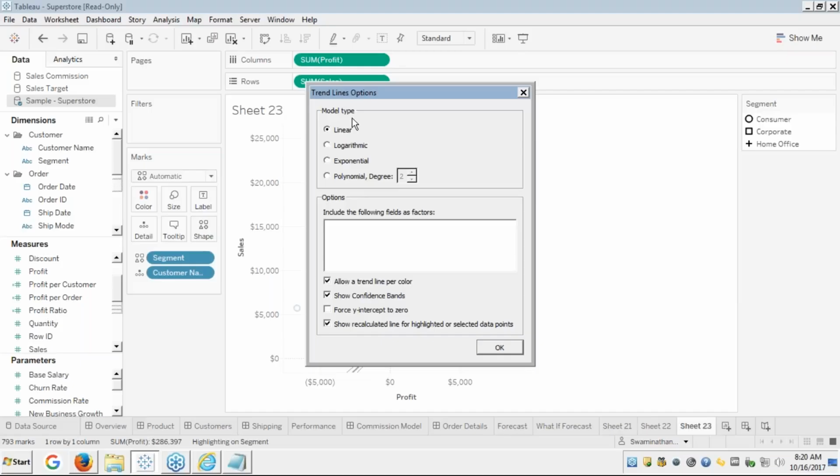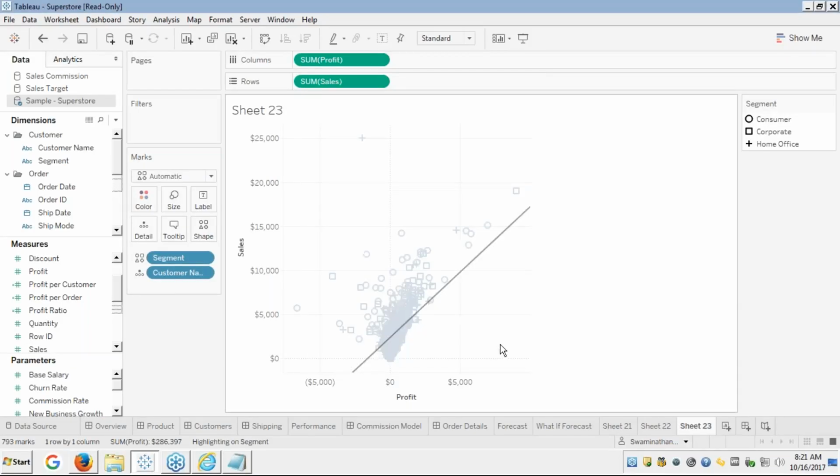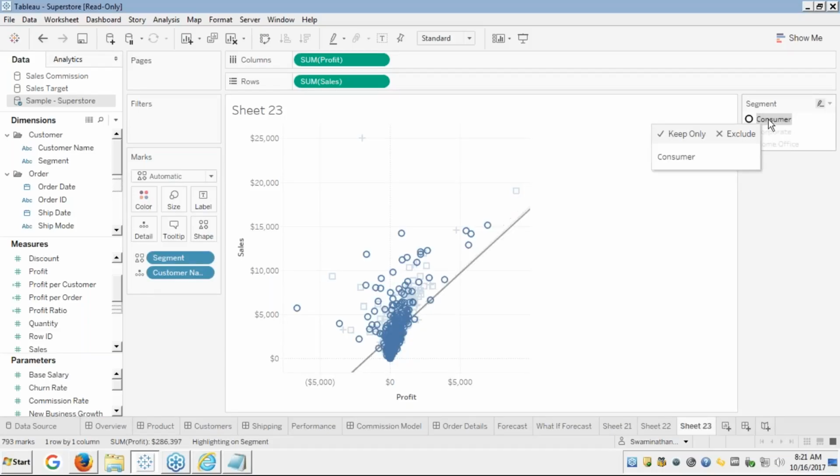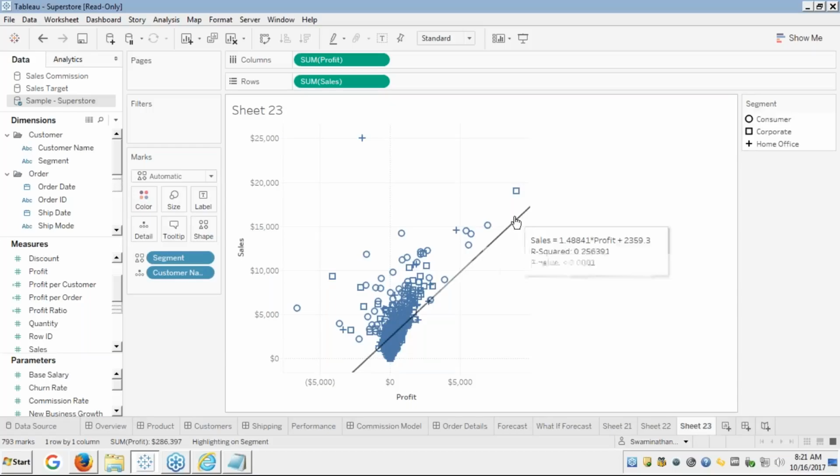There are various trend lines: linear, polynomial, logarithmic, exponential. We'll see some of those. Show confidence bands I don't want, and recalculate the data points. So based on whatever selection we make here, the trend line comes for that, and this is for the home office. A trend line comes for each and everything as you select, so it basically shows you the trend line for all three.